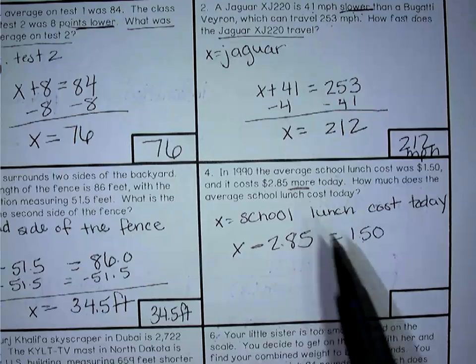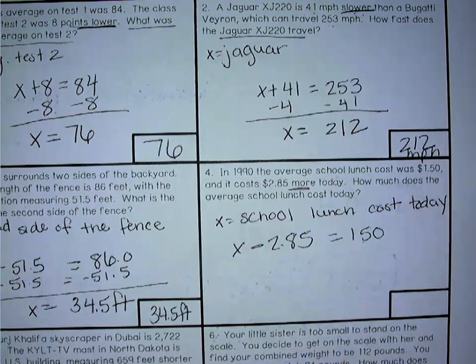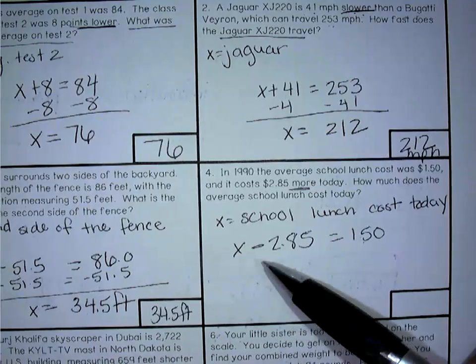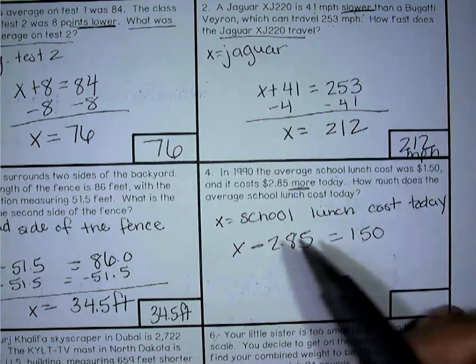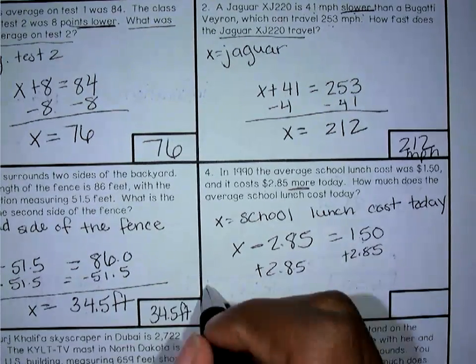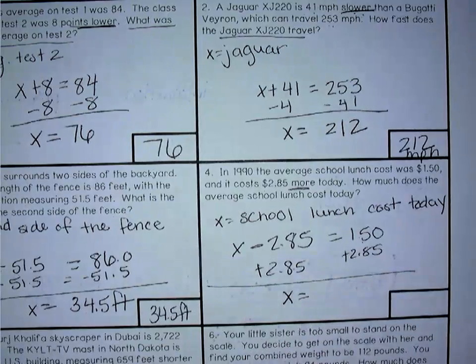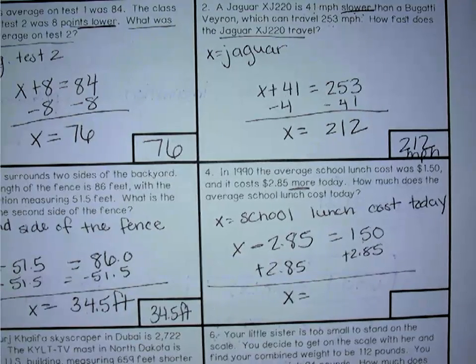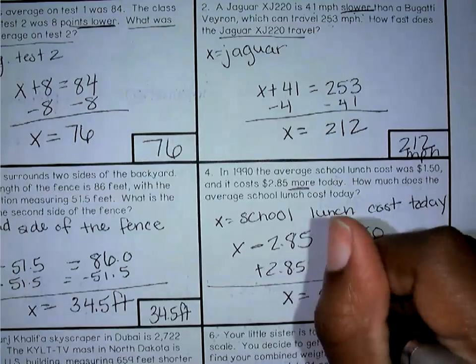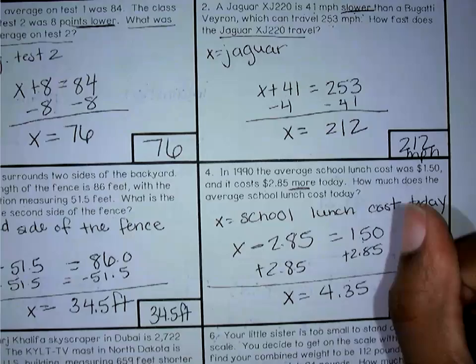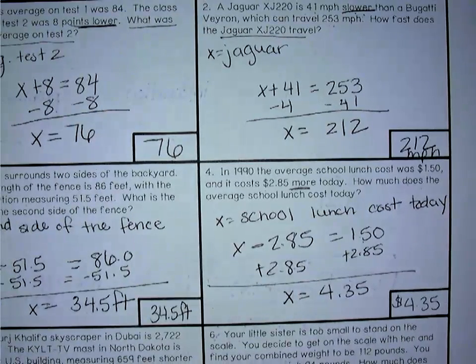Okay, so it's kind of like you have to think backwards, but the same, because even though it says more and you would think it would add, remember you have to find the opposite. So to get x by itself over here, you have to add $2.85 to both sides. Now x is by itself, and now you have that side to equal. You guys may use a calculator for this too as well. The total lunch cost would be $4.35. And if you go back and check that, $4.35 would be correct.